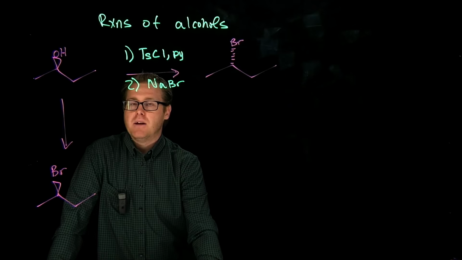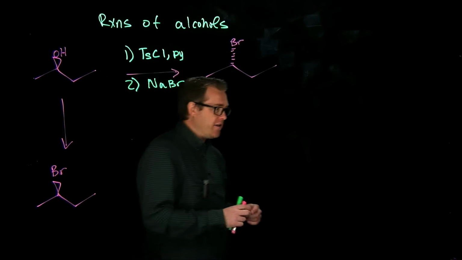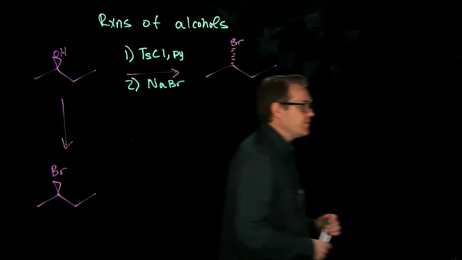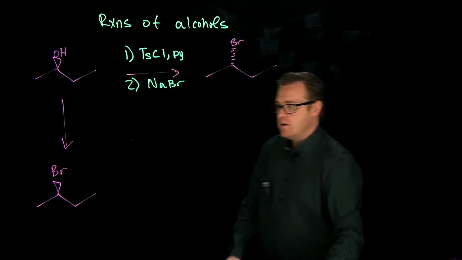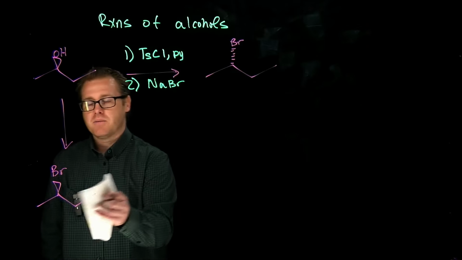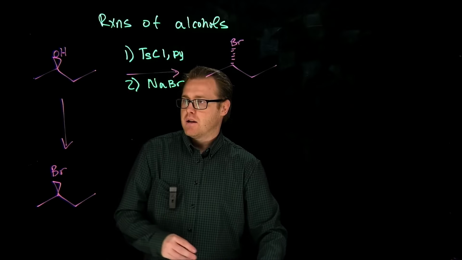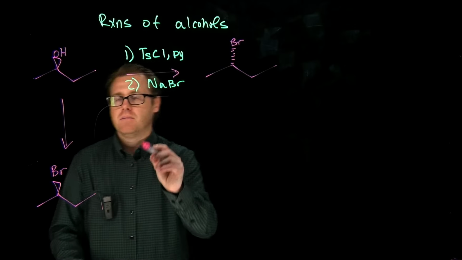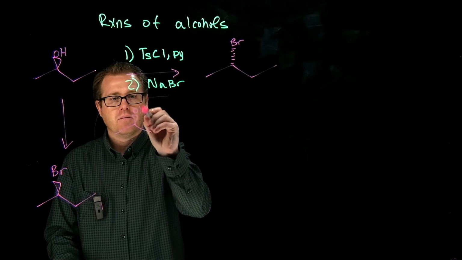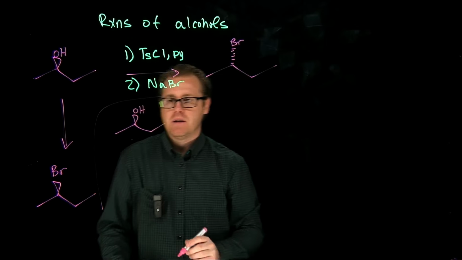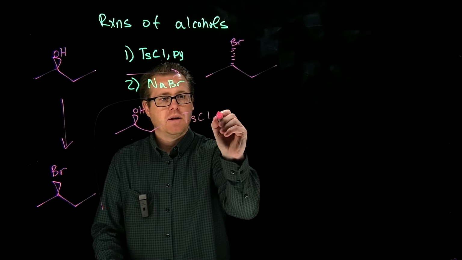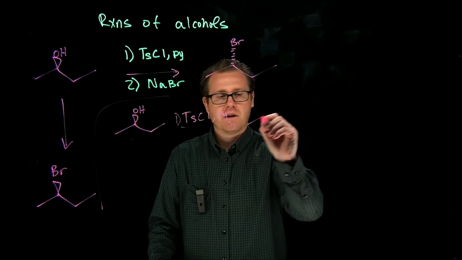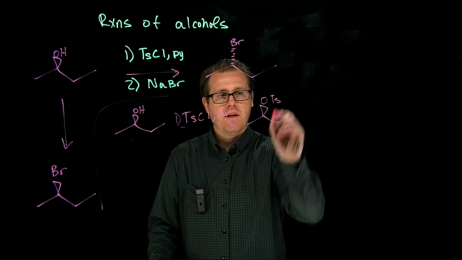Let's think about this. We're going to have to invert some stereocenters, and in this particular one, we're going to have to do it twice. So in order to do this transformation, we're going to have to do a couple of steps. Let's put it over here. If I took this alcohol, treated it with tosyl chloride and pyridine in step 1, what's that going to do? That's going to convert it into that.